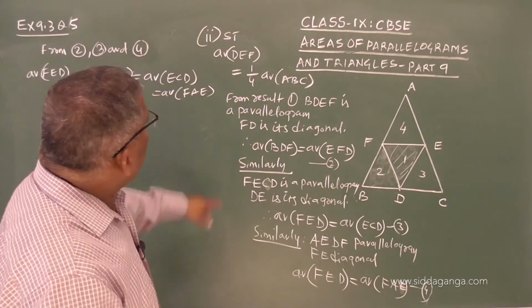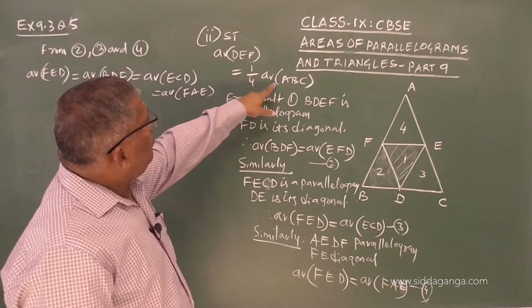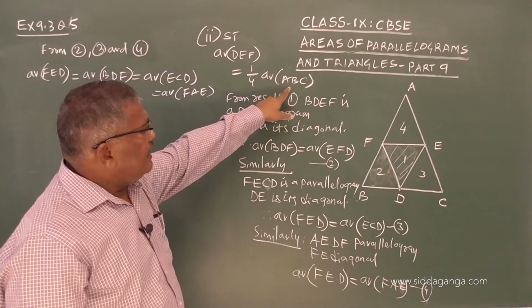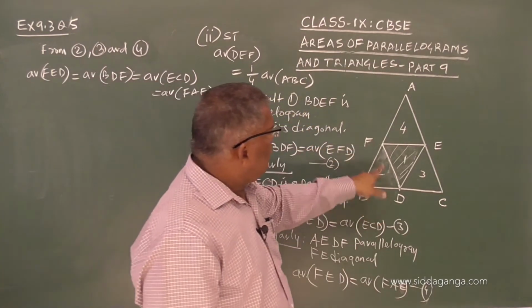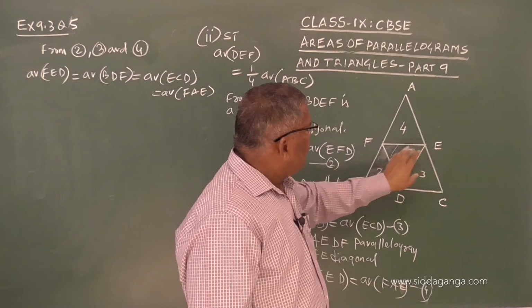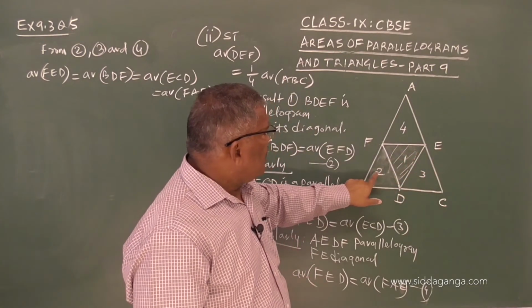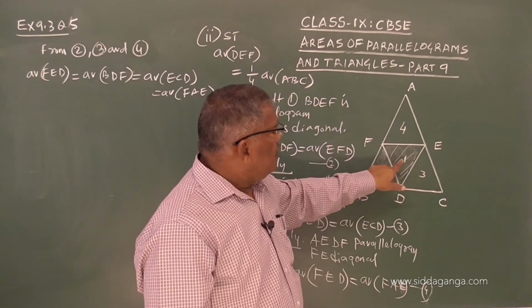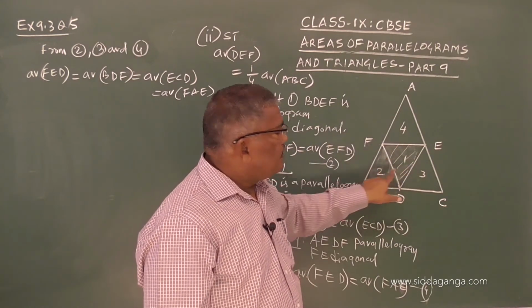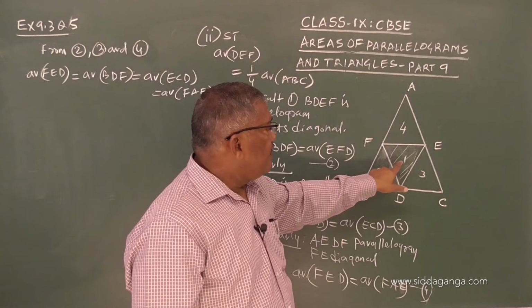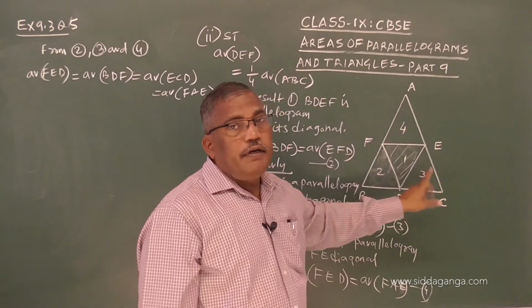Now, what we have to prove? DEF is equal to 1/4 of ABC. As we can see here, all these are equal. There are 4 parts, and this is definitely 1/4 of ABC.